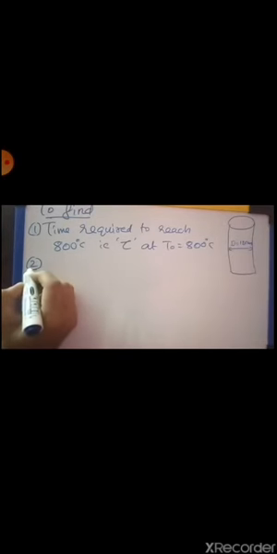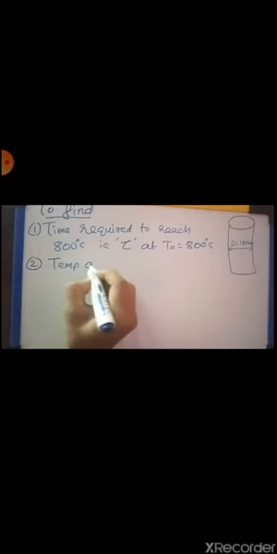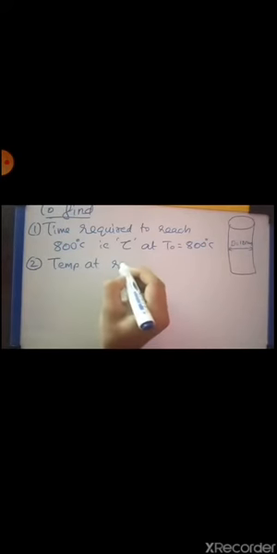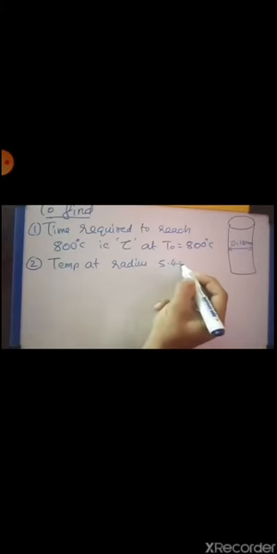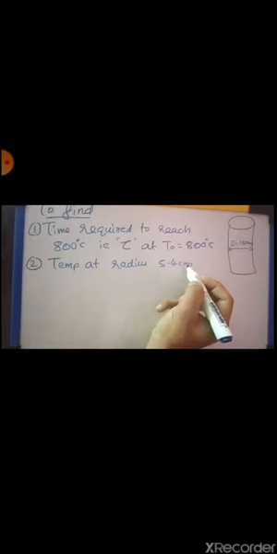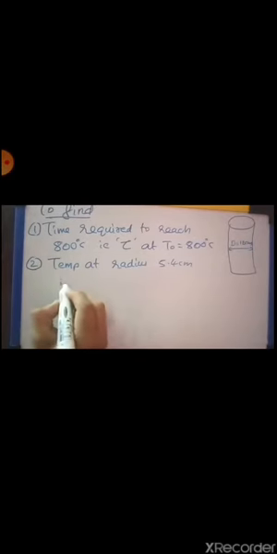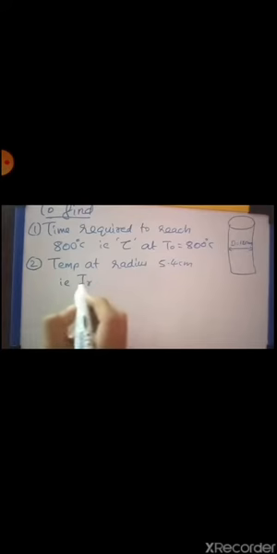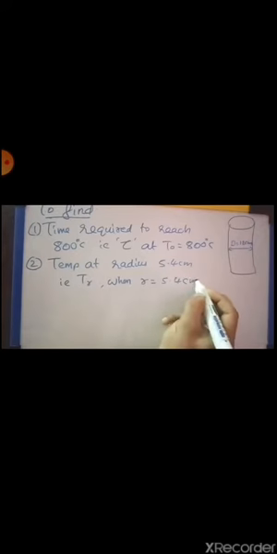Then the second one is the temperature at a radius of 5.4 centimeter. We have to convert it into meter, that is 0.054 meter. So we have to find out the temperature Tr when radius is equal to 5.4 centimeter, that is 0.054 meter. Then the solution.